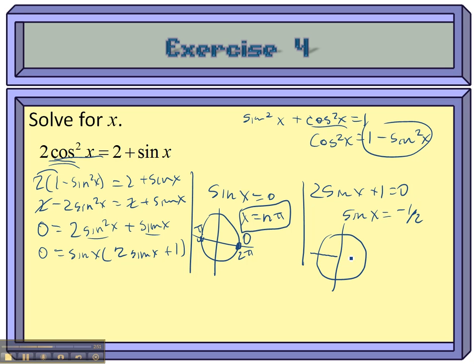On the unit circle, where is sine equal to negative a half? It's the y-coordinate over here in quadrant 3, which is 7 pi over 6, plus the period, 2 pi n. Or we can have one in quadrant 4 at 11 pi over 6. So x is also equal to 11 pi over 6 plus the period.